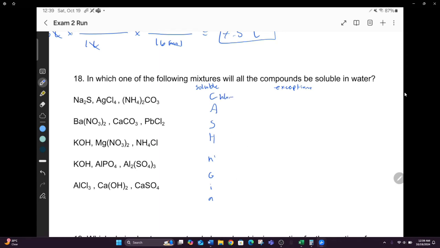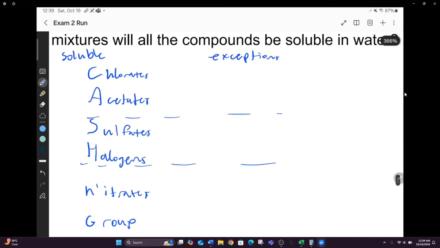You have chlorates, acetates, sulfates, halogens, nitrates, and then group 1A. So these are all soluble, but there are some exceptions to them, most notably the sulfates and the halogens. So one way you can remember this is your exceptions to the sulfates will be CBS happy. And the last P and Y are kind of irrelevant. And for halogens, all you need is happy.